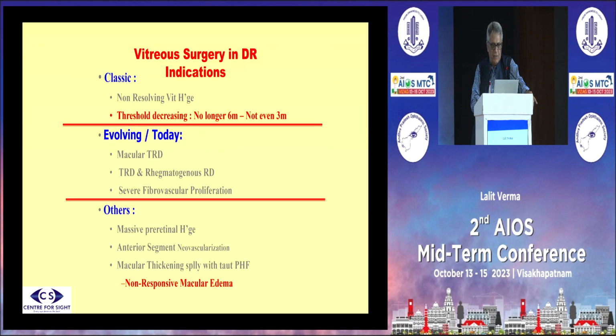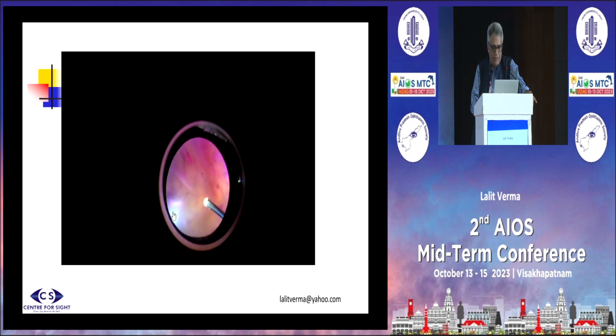So the indications of vitreous surgery in diabetics are changing. No longer is vitreous hemorrhage the commonest indication. The commonest indication today is macular TRD. Macular TRD or a combined detachment is the most common indication in diabetic vitrectomy.